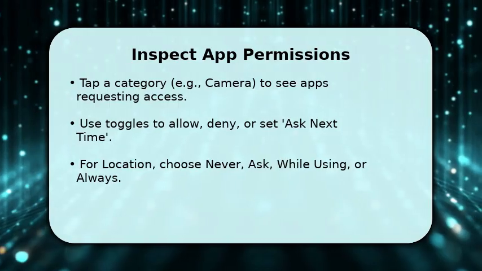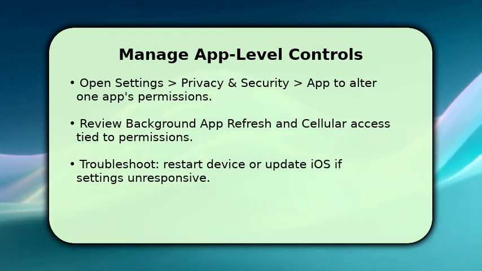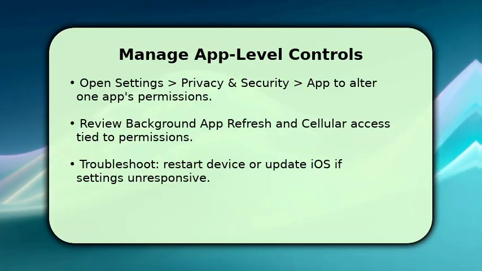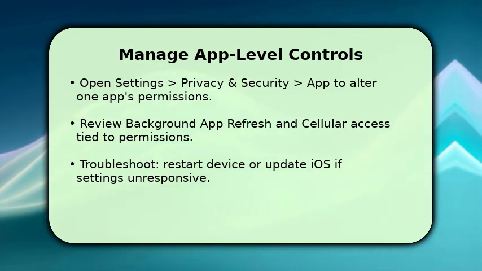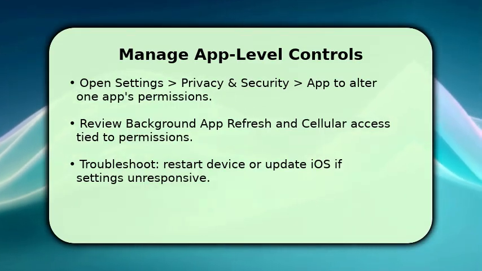Finally, if you need per app control, open Settings, scroll to the app itself, and adjust permissions listed under its entry. This gives you both granular control and context for why access exists. Also check background app refresh and cellular permissions, since they interact with functionality tied to access.